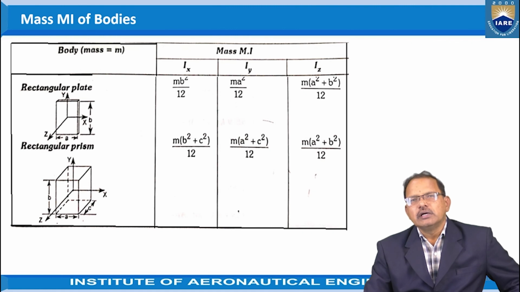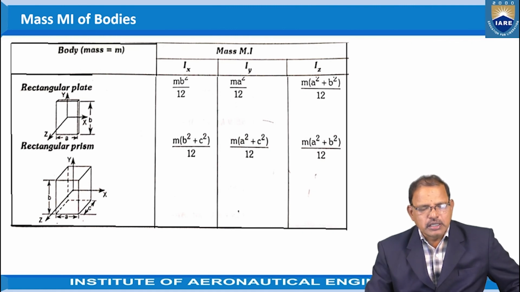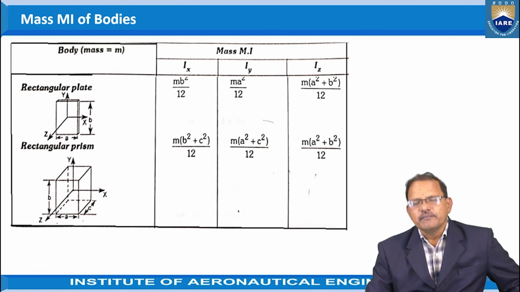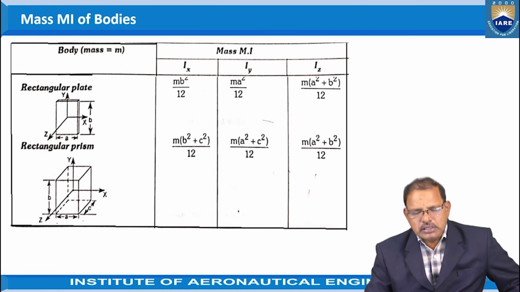The moment of inertia of the rectangular plate is obtained as m b to the power of 2 by 12 along the x-axis, m a to the power of 2 by 12 along the y-axis, and along the z-axis it is equal to m into a square plus b square by 12, where a is representing the breadth of the rectangle, b is representing the depth, and t is representing the thickness of the rectangular plate.